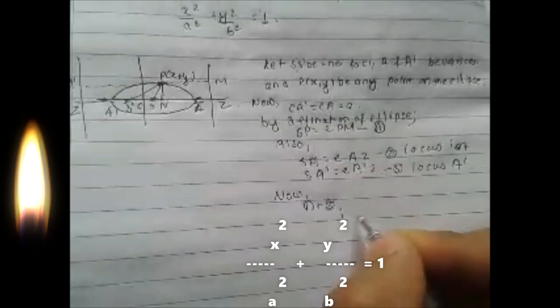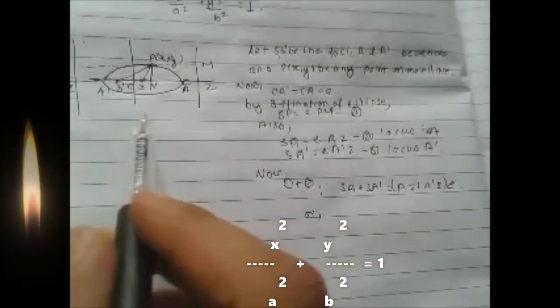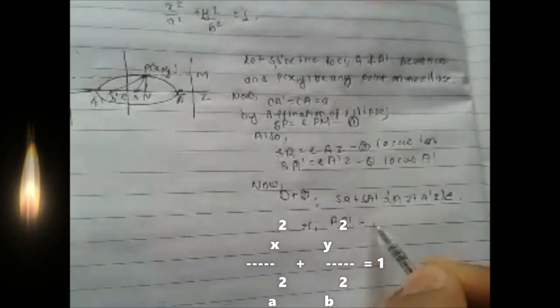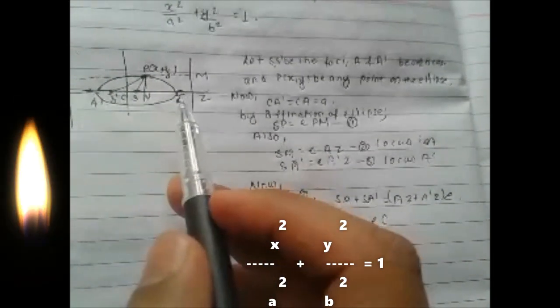Now what we can do? Add 1 and 2. While adding, SA plus SA dash is equal to e times AZ plus A dash Z, since e is common. What have I got? SA plus SA dash is AA dash. So we can write AA dash is equal to e times AZ.